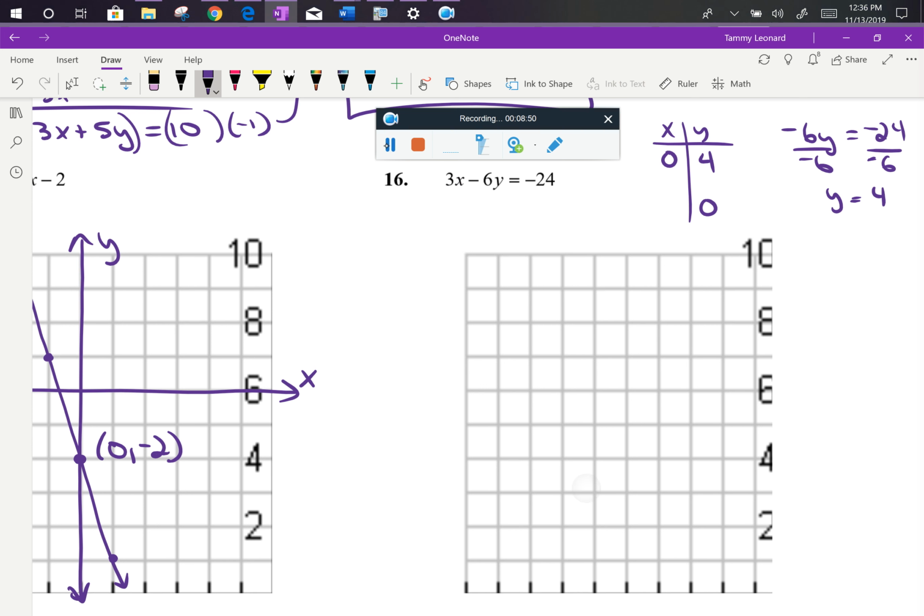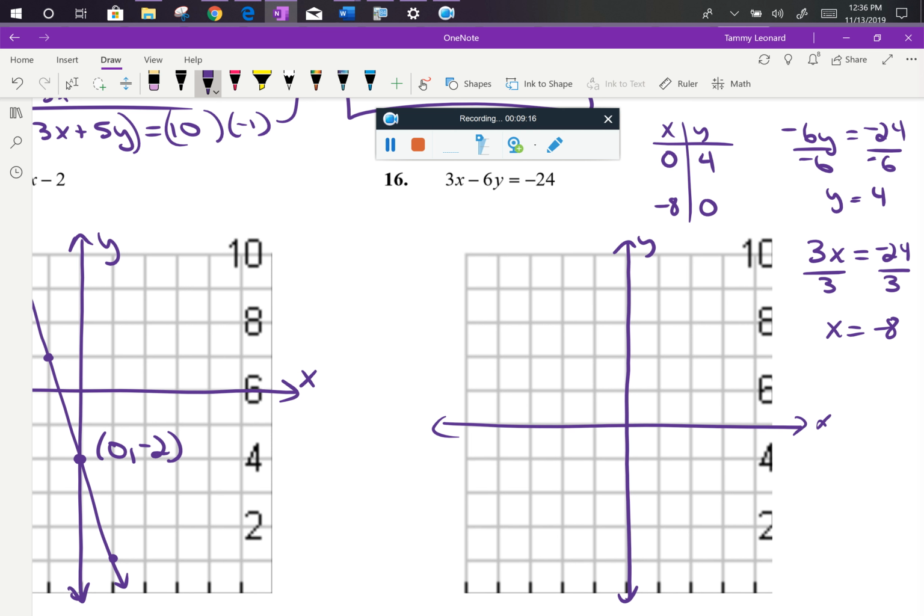When instead we put in 0 for y, that takes out the term with a y in it, leaving us with 3x equals -24. And when we divide both sides by 3, x is equal to -8. So when y is 0, x is equal to -8. I'm not going to be able to fit this on my graph as written, so I'm going to have to change my scale to go by 2s. Hopefully with your full graph, you should be able to graph it normally. So going by 2s, (0, 4) will be right here, and (-8, 0) will be right here.